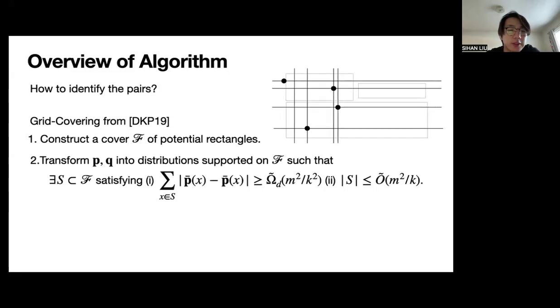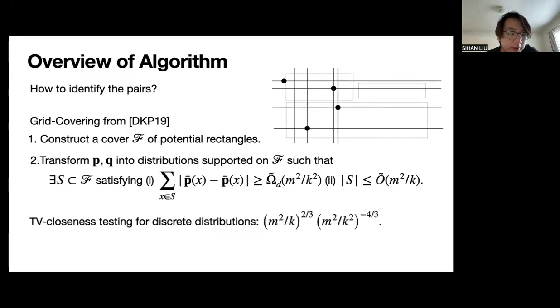Moreover, the discrepancy of the transformed distribution will be supported on about m squared over k many domain elements and comparable to the discrepancy captured by the best set of disjoint rectangles defined by the sample points.